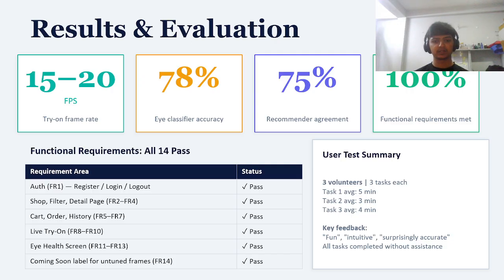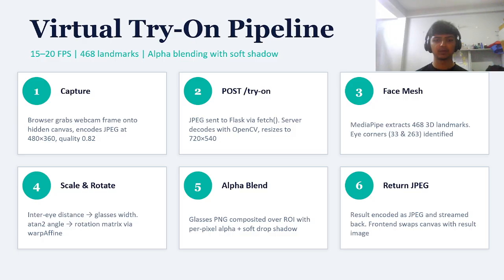MediaPipe Face Mesh runs on the frame and returns 468 three-dimensional facial landmarks. The algorithm picks two of them, landmarks 33 and 263, which are the outer corners of the left and right eye. Now let's move on to step 4.